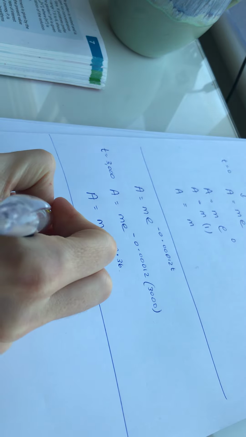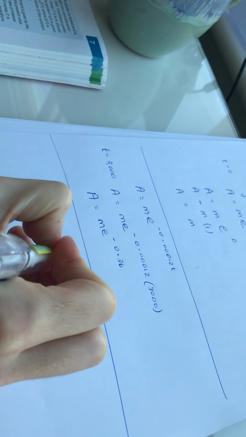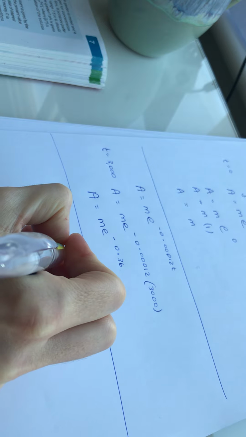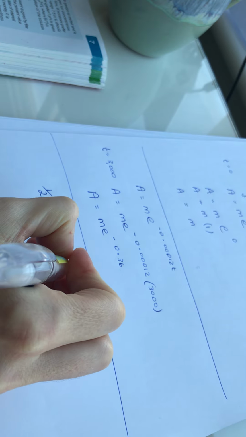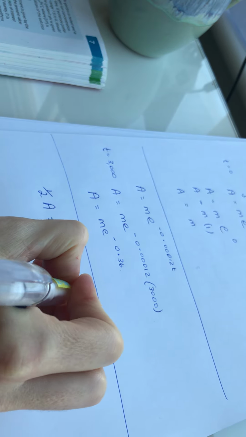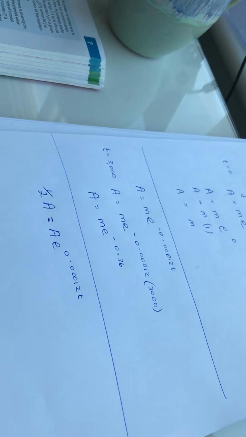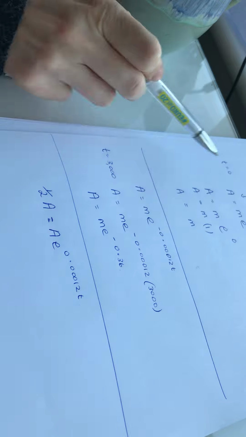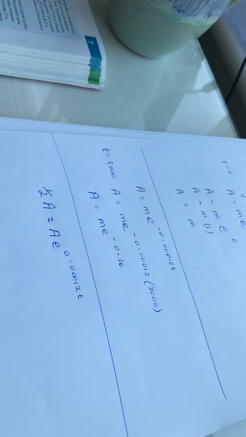I hope that makes sense, what I've done. Because they've said at the time of death, it means that I'm allowed to use A is equal to M. The only time I'm allowed to use A is equal to M is at the time of death, or at the start at time 0.